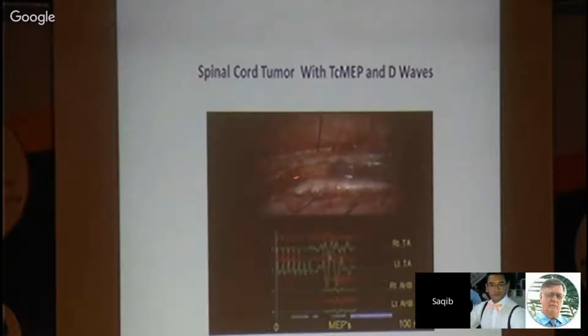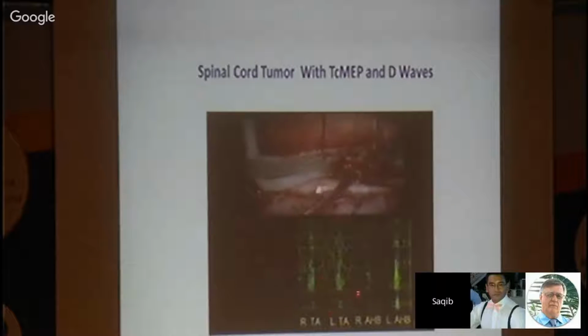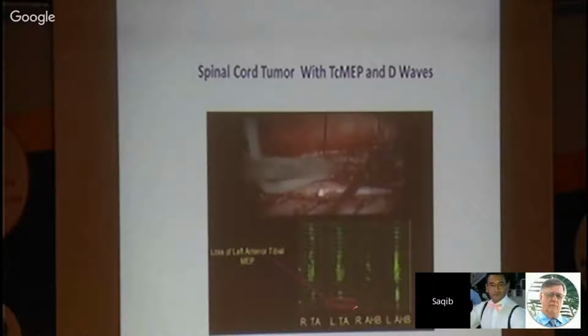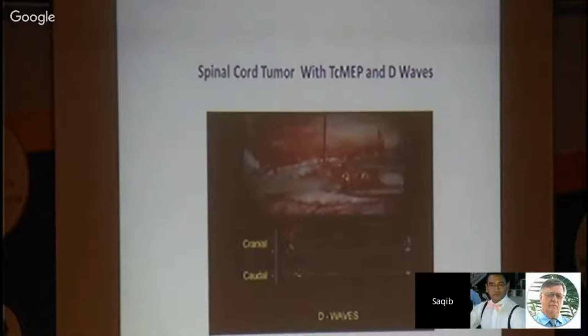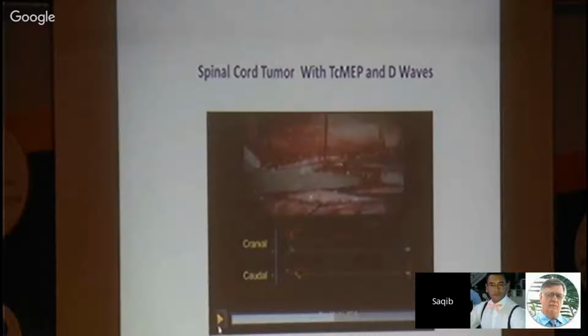Now, as he's working on this intramedullary tumor, you will see that the MEPs are dropping in the lower limbs. You see this? MEPs, as I told you in the first slide, go from brain to muscle, with a lot of synapses and multiple things happening. It's affected by anesthesia, blood loss, muscle relaxation, many things.